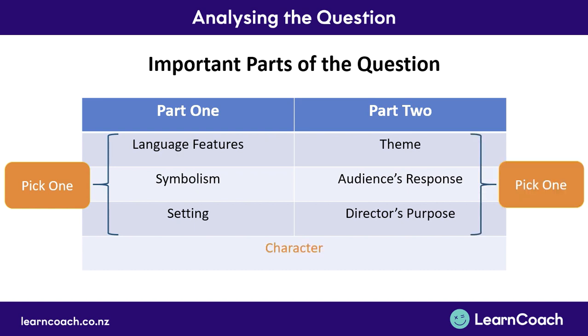It's also highly recommended that you prepare for character as well, because as I mentioned before, it can come up as either part 1 or part 2, so there's a high chance you'll be able to find a character question to write about. You can also mix and match your chosen aspects with character. For example, if you've chosen symbolism as part 1 and theme as part 2, you already have 3 different combinations, one with symbolism and theme, one with symbolism and character, and one with character and theme.